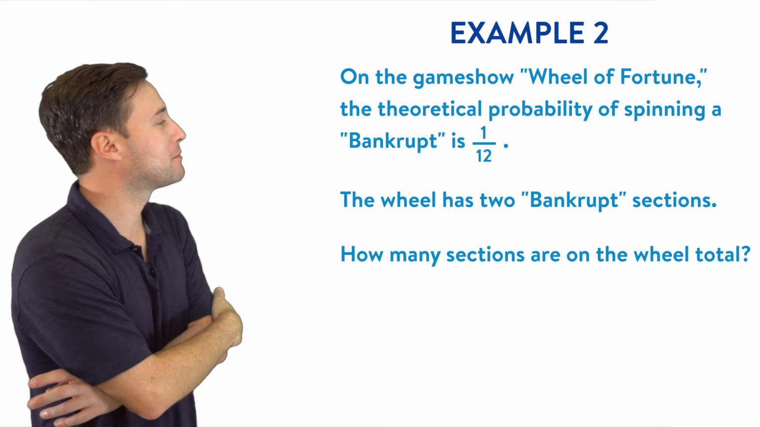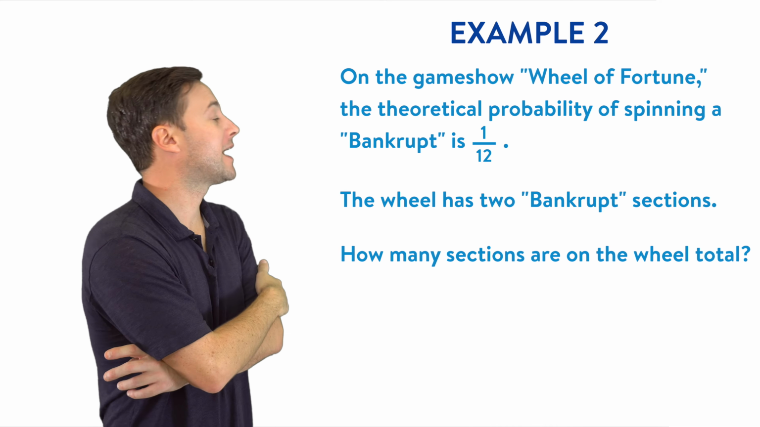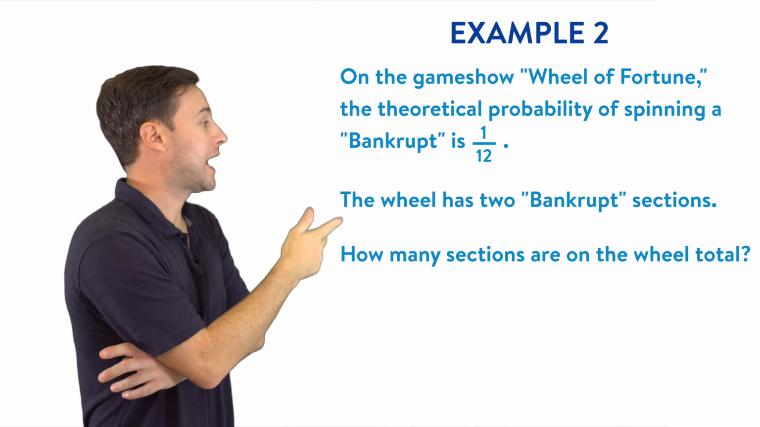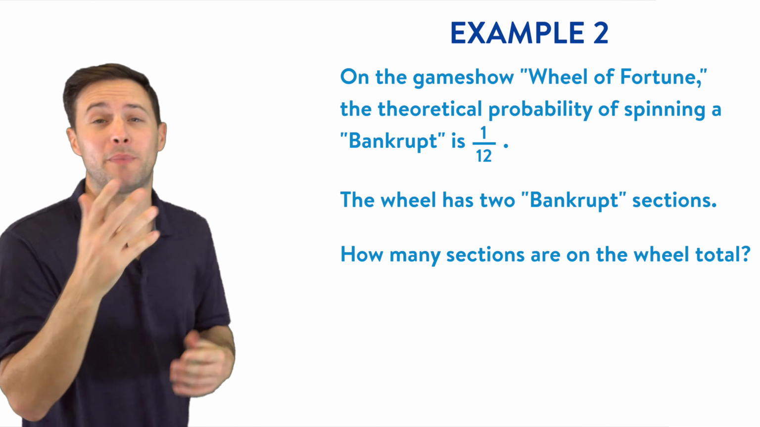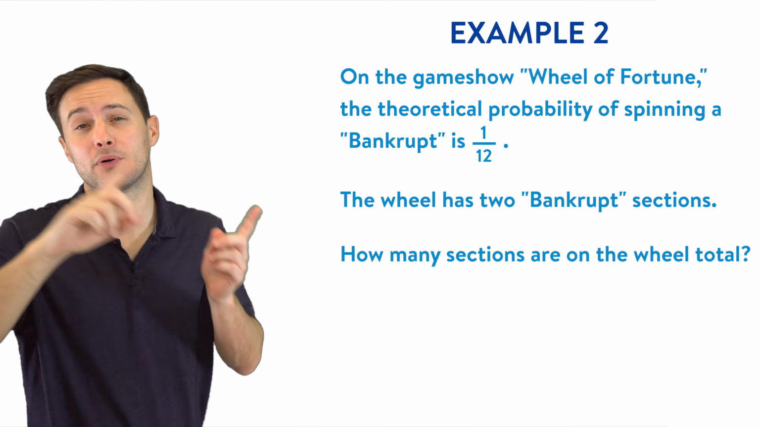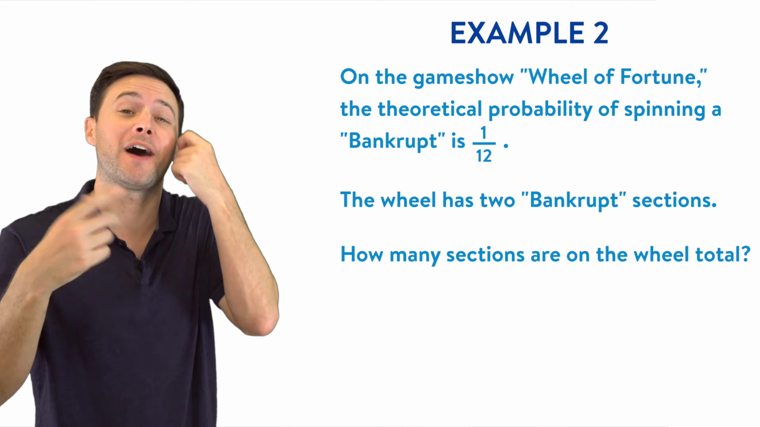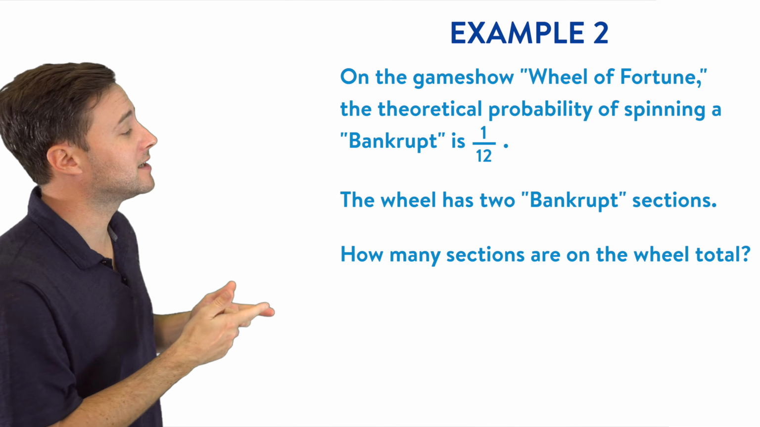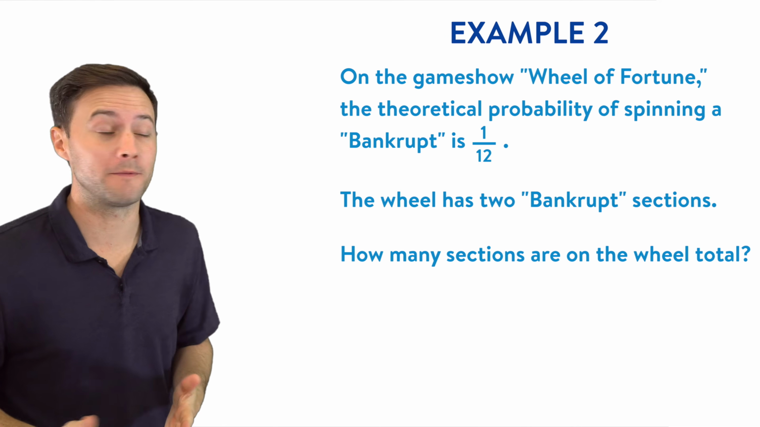The theoretical probability of spinning a bankrupt is 1/12. If the wheel has 2 bankrupt sections, how many total sections are on the wheel? All right, so on this question, basically they're giving us a theoretical probability, and we're going to use that not to make a prediction of what might happen in the future, but we're going to use it to help find missing information. And in this case, the missing information is how many total sections are on the wheel.